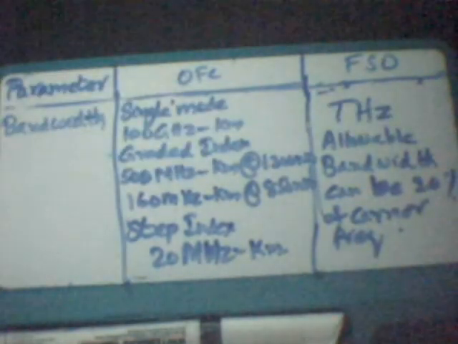For step index fibers the bandwidth is 20 megahertz kilometers, whereas for free space optics the bandwidth is very high and the available bandwidth can be 20% of the carrier frequency. For FSO the bandwidth is of the order of terahertz.